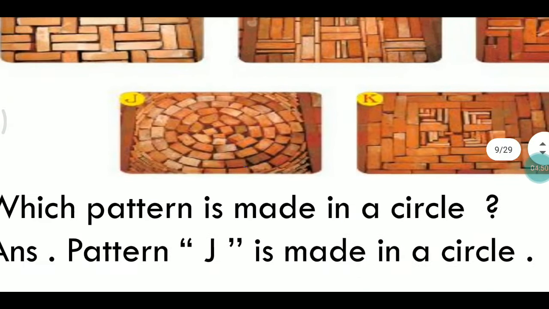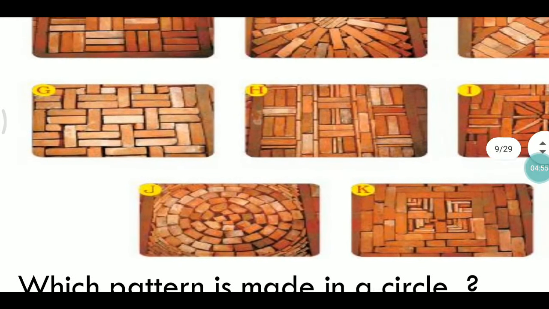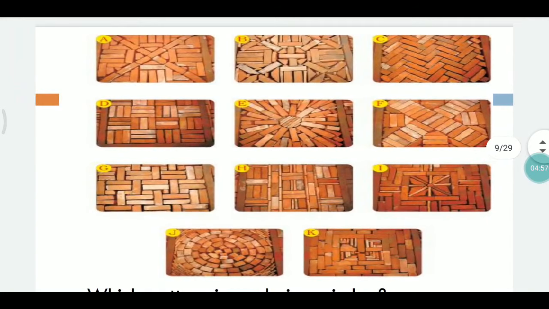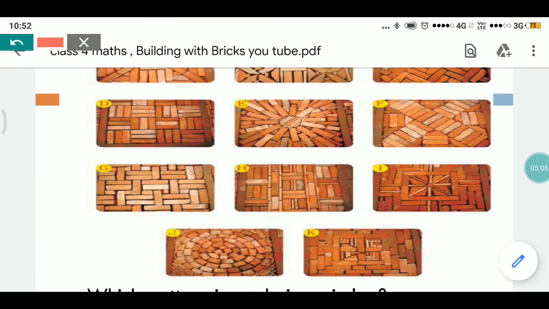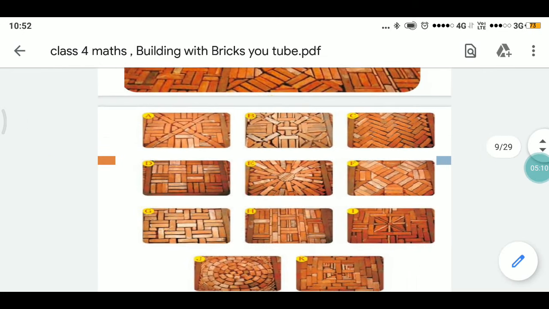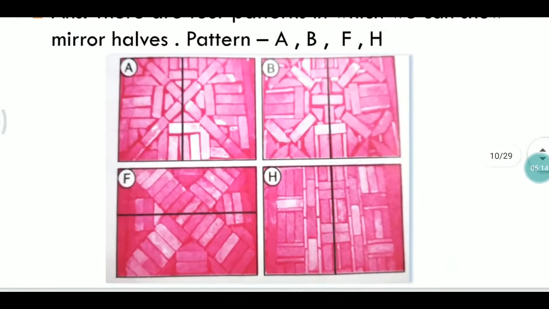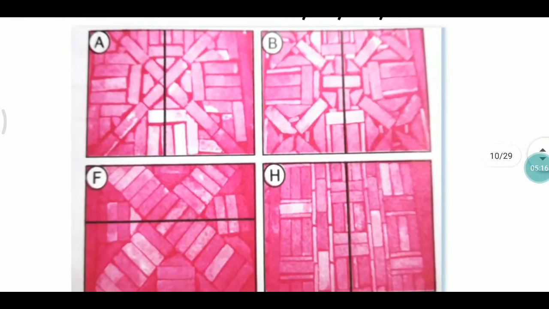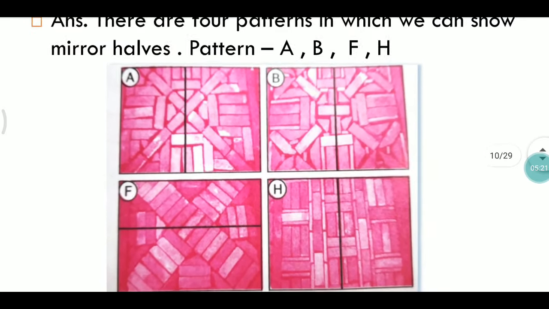In which patterns can you show mirror halves? Mirror halves means objects are the same on both sides of a line, usually in the middle. Find it from the patterns. Yes, there are four patterns in which we can show mirror halves: pattern A, B, F, H.